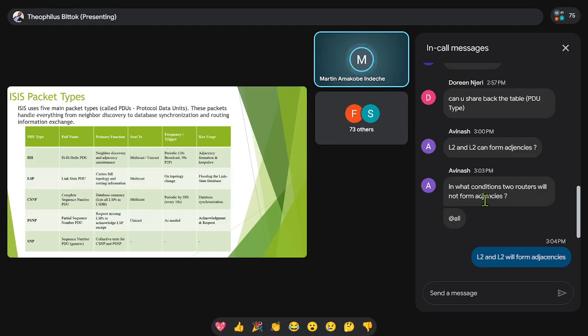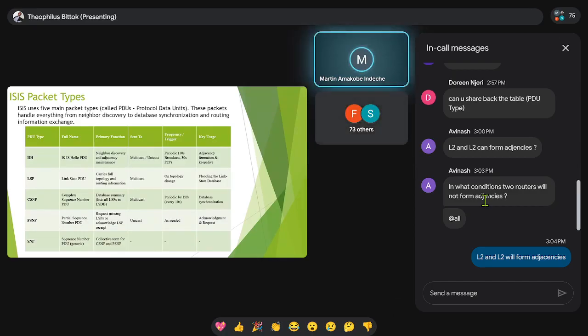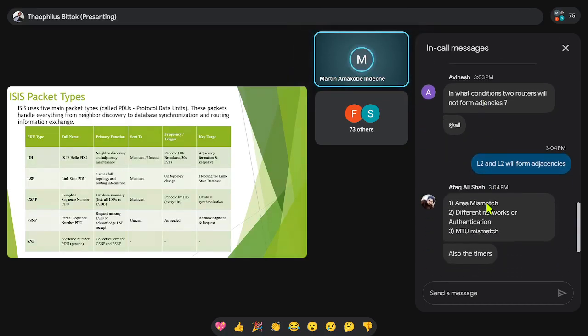And then Avi is asking whether L2 and L2 can form adjacencies. L2 and L2 is going to form an adjacency. Okay, I think the last part you've already discussed about this, but he was also asking in what conditions will two routers not form adjacencies?